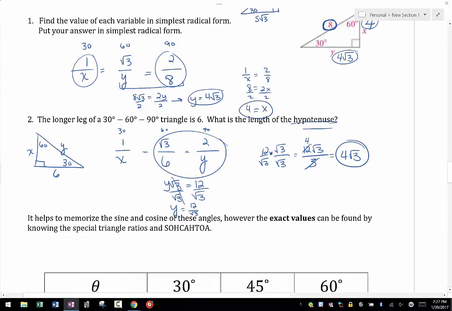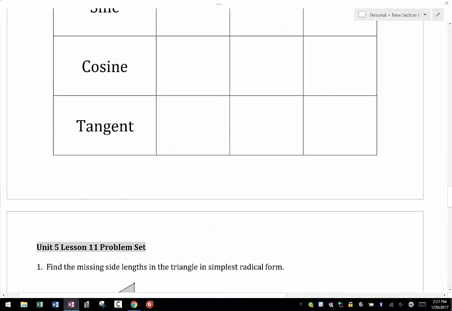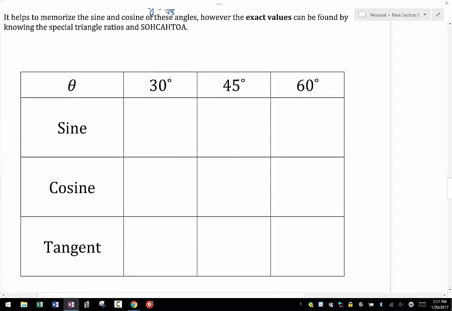Okay. And then I am going to save this chart for class because this will be a good jumping off point for us to keep moving. So there you go. Done, done, done.